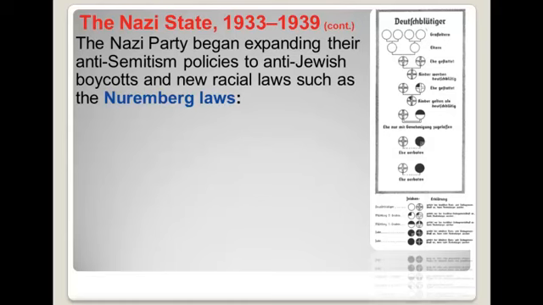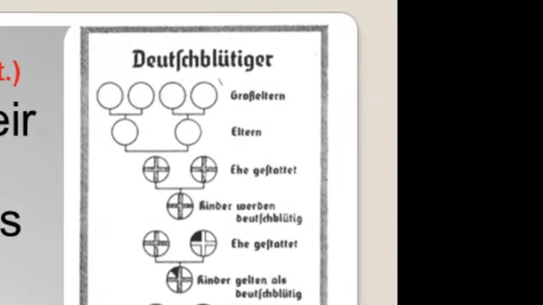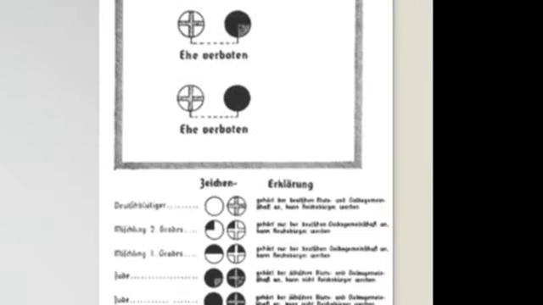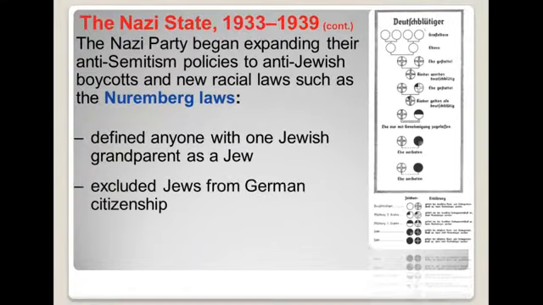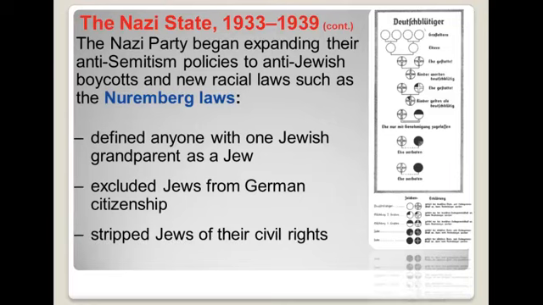Okay, the Nazi Party also began expanding their anti-Semitism to anti-Jewish boycotts and new racial laws. These new laws were called the Nuremberg Laws. We can see a picture to the right. This is an actual chart that was distributed by the Nazis during this time to show who qualifies as Jewish. Okay, so they defined anyone with one Jewish grandparent as a Jew. They excluded all Jews from German citizenship, and they stripped them of most, if not all, of their civil rights in society.